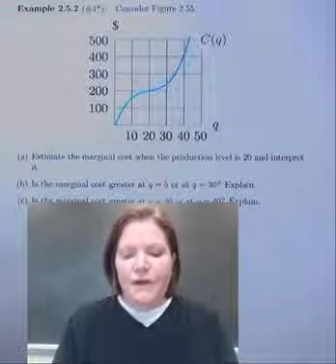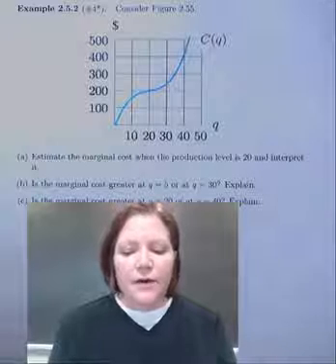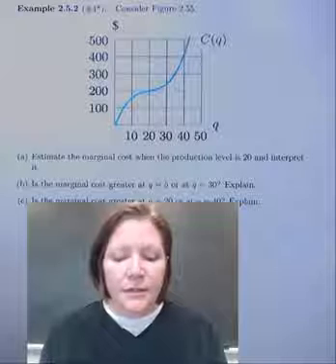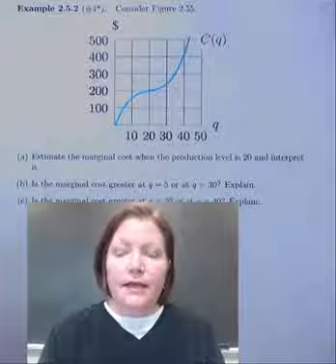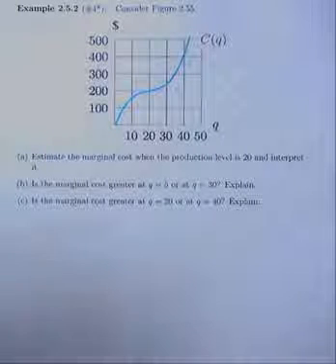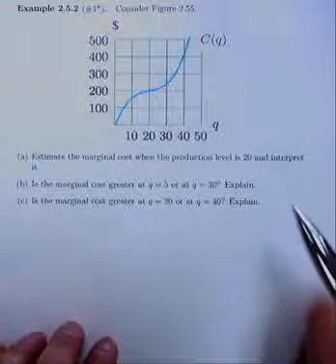So in this example, we're going to look at the figure that is used in number 4 in section 2.5, and look at the marginal cost and look at a graph of cost and how the marginal cost can give us various information. So the first problem, it's similar to number 4 in the book, but I've modified some of the problem a little bit. And the first problem, which is not in the book, is to estimate the marginal cost when the production level is 20 and interpret what that means.